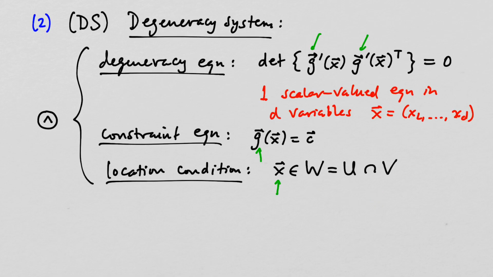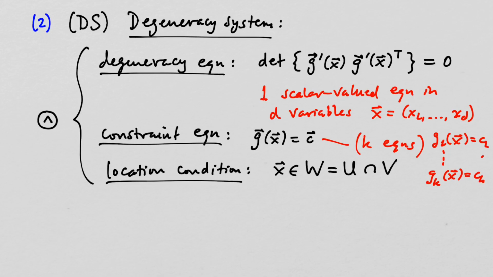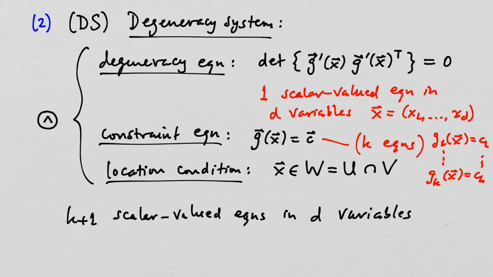for that degeneracy system. Okay, now this is an additional k scalar equations, as we saw before. They're of the form g1 of x equals c1 up to gk of x equals ck. So together we have k plus 1. This is a system of k plus 1 scalar valued equations in just d variables. And that's what we call the degeneracy system.